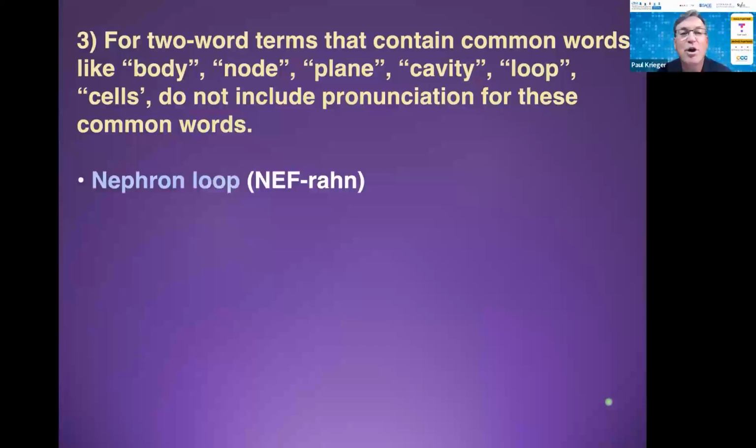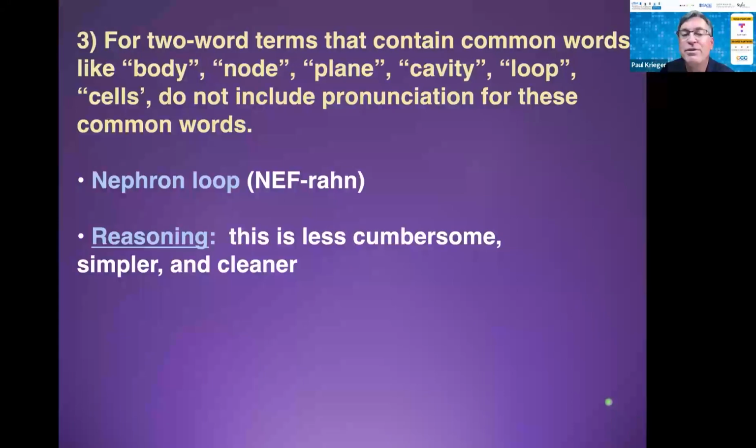Thank you. So here's a term, nephron loop, and that's from the kidneys, a microscopic structure in the kidneys. There's a lot of terms in anatomy and physiology that are 2-word terms that use these common words such as node and plane and loop and cell. So nephron's the main term, so we just define the term nephron alone after it. The reason for this was that it's less cumbersome, simpler, and clearer. So that's the rationale there.